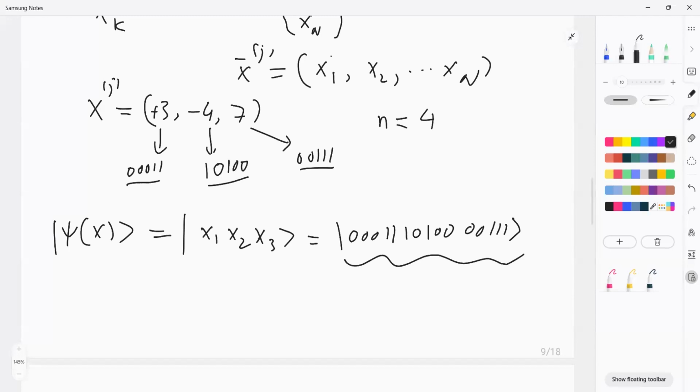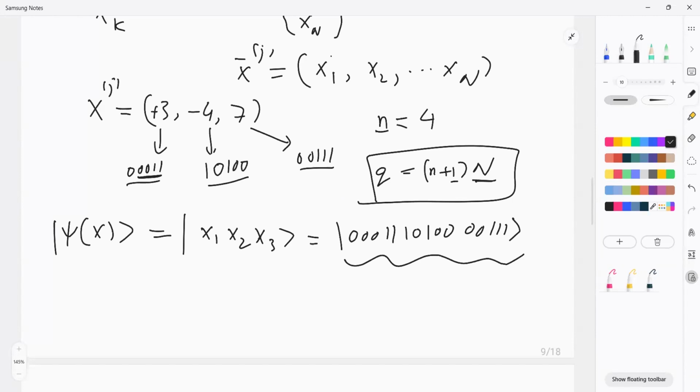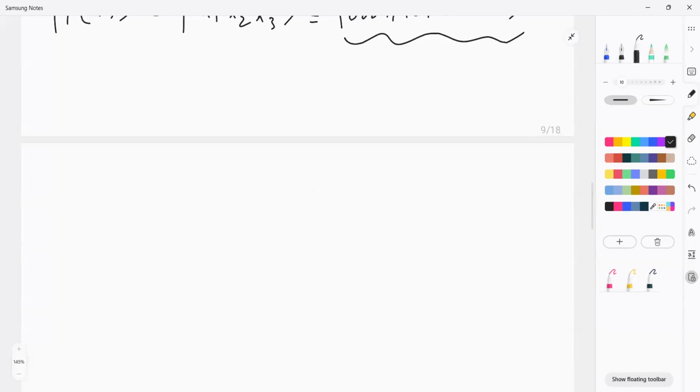And just to see how many qubits we need: n plus 1 times n, where n is the number of features. So let's say I have n for the magnitude, 1 for the sign, and then there are n features. So this is the number of qubits that are needed for this circuit. And we can easily prepare this state.